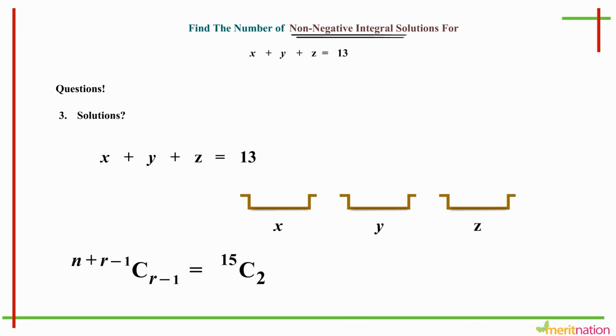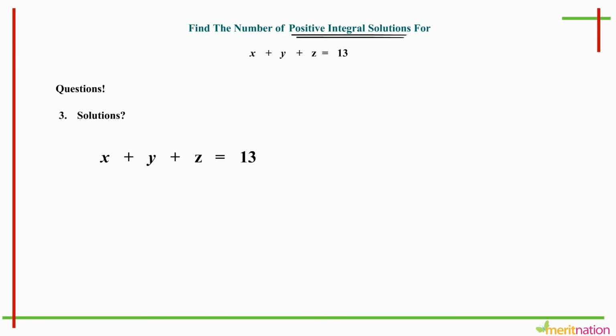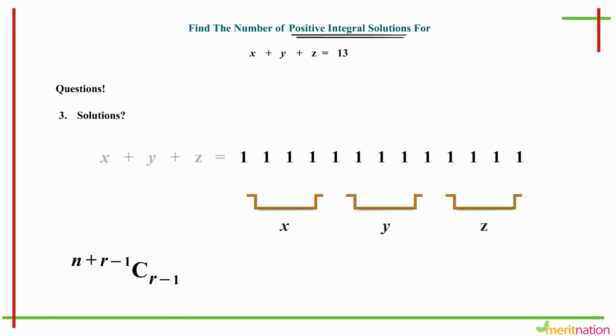But wait, we can solve even the original question using the formula for when empty boxes are allowed. Let's see how. The formula n plus r minus 1 C r minus 1 works in the case where empty boxes are allowed, that is, if we do not need to ensure that something is definitely put into each box. There are 13 ones and 3 boxes. Let's first ensure that none of the boxes are empty. Let's put a 1 in each of the boxes. That leaves us with 10 remaining ones and a 1 each in x, y and z.